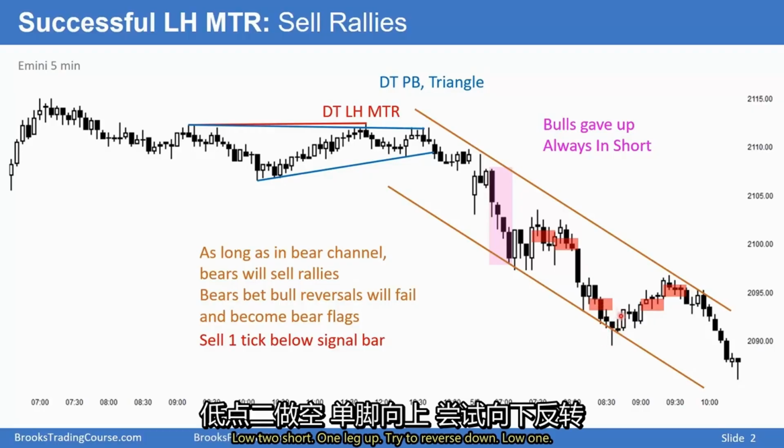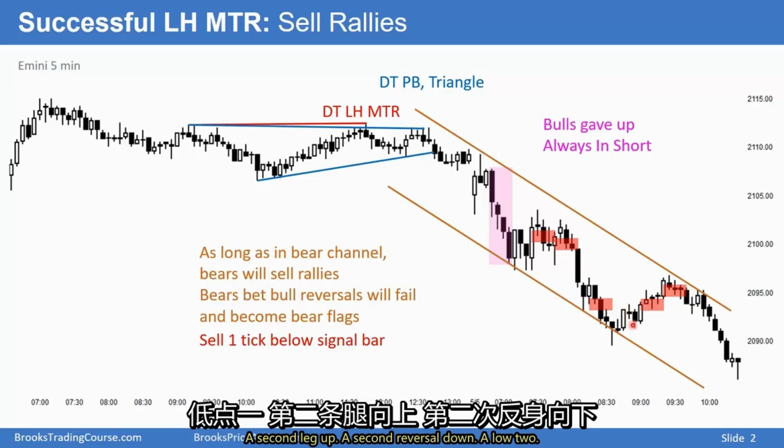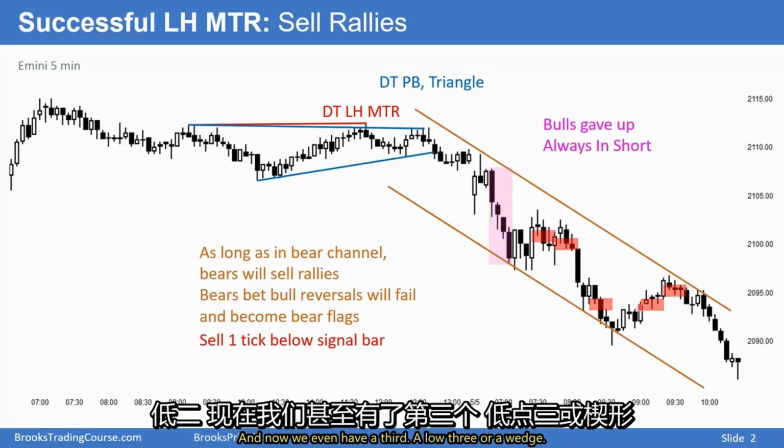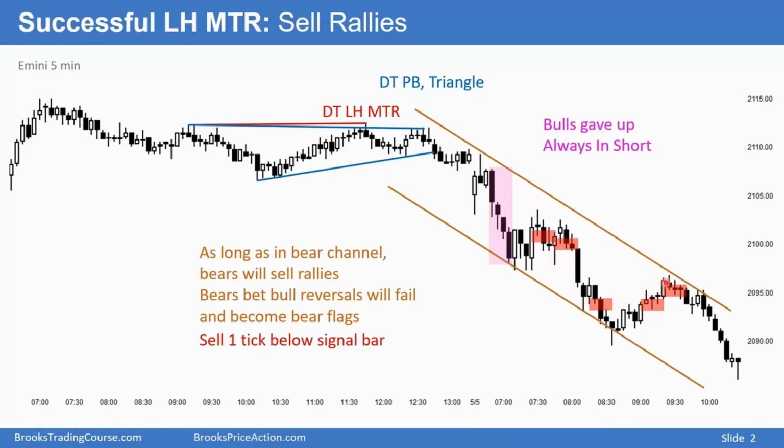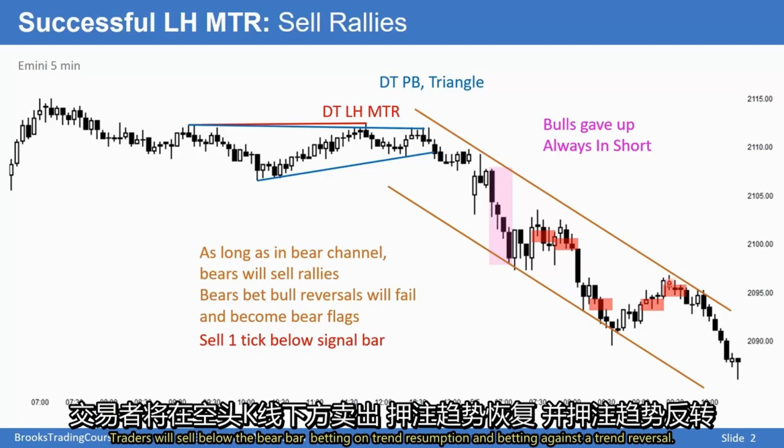Low 2 short, 1 leg up, tried to reverse down, low 1. A second leg up, a second reversal down, a low 2. And now we even have a third, a low 3 or a wedge. Traders will sell below the bear bar, betting on trend resumption and betting against a trend reversal.